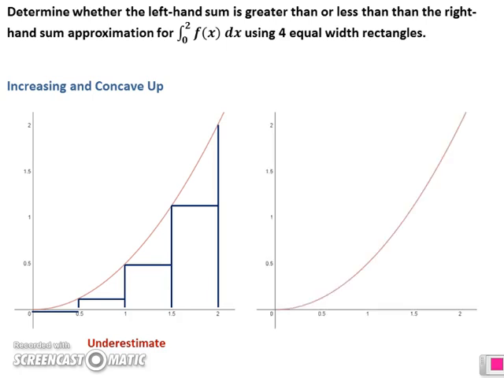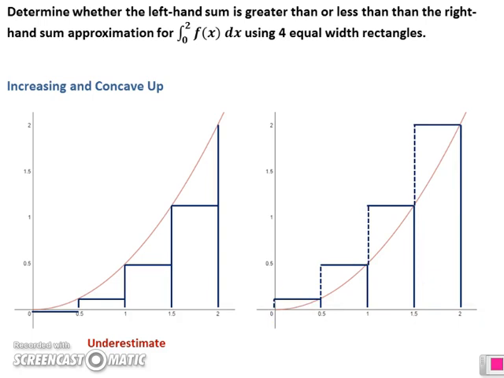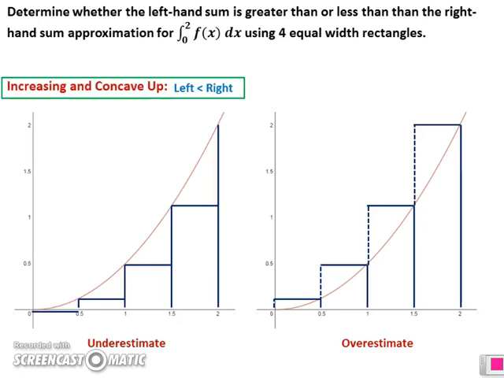Let's draw another picture, same thing. Right-hand sum is going to use B, but not A. We're going to start with 2 and go this way. And then that puts us at our 4 rectangles. And now notice that that one is an overestimate. So when you have an increasing and concave up situation, the right-hand sum is larger.